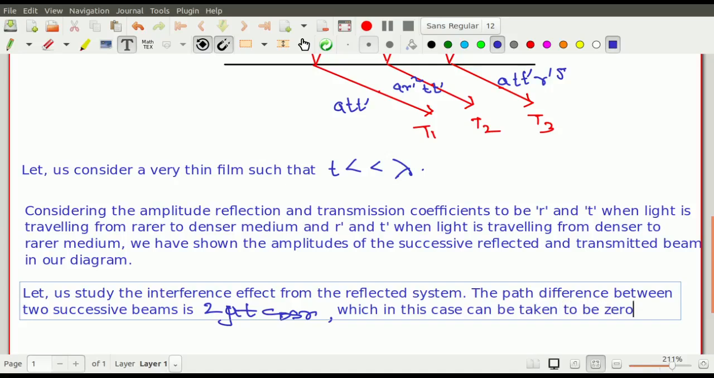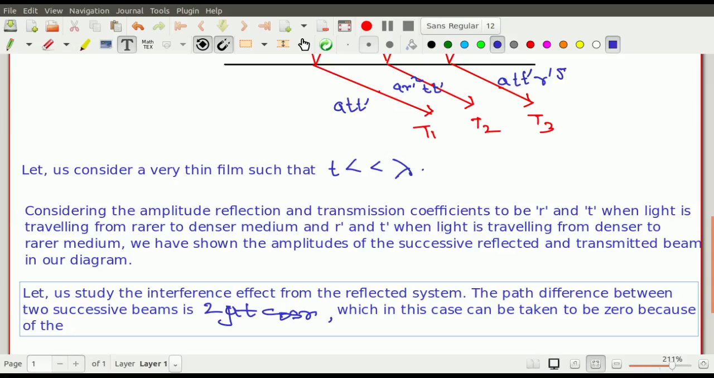Why? Which in this case can be taken to be 0 because of the infinitely small thickness of the film.